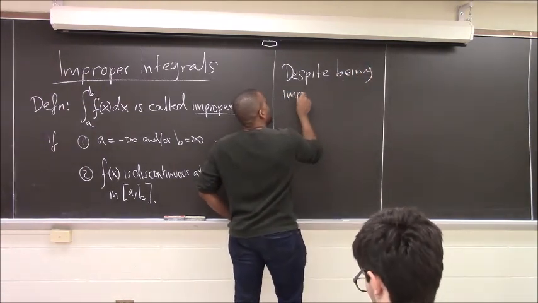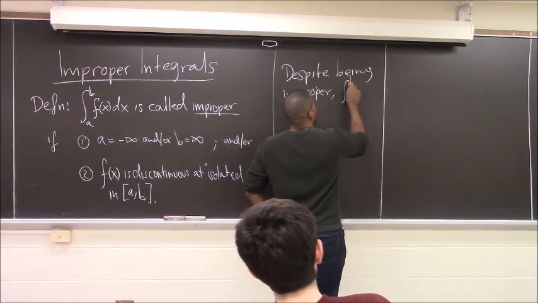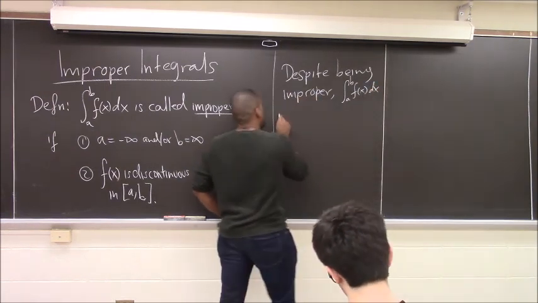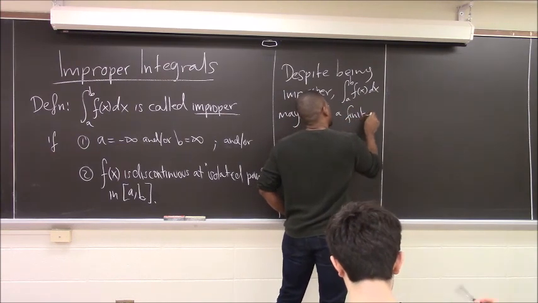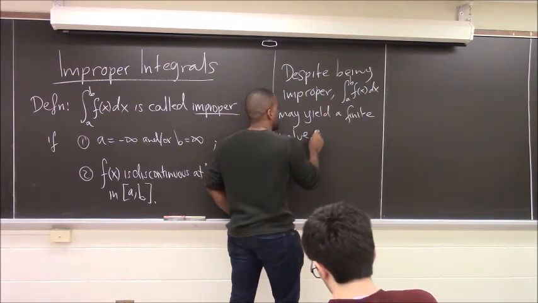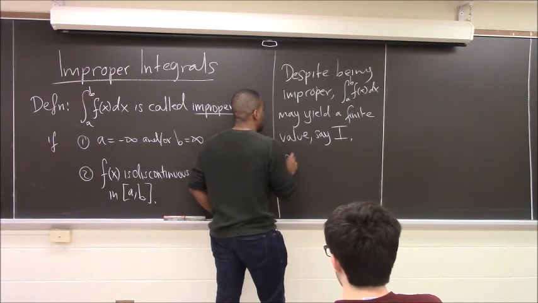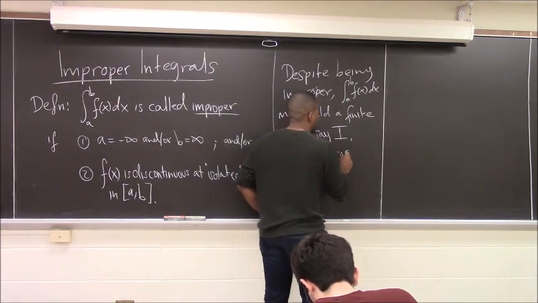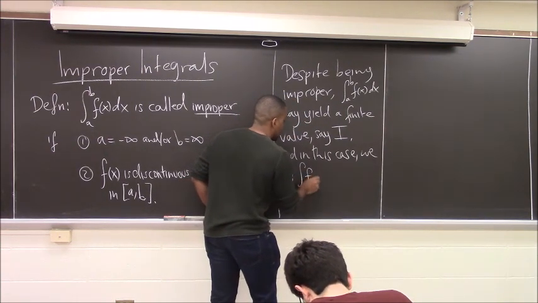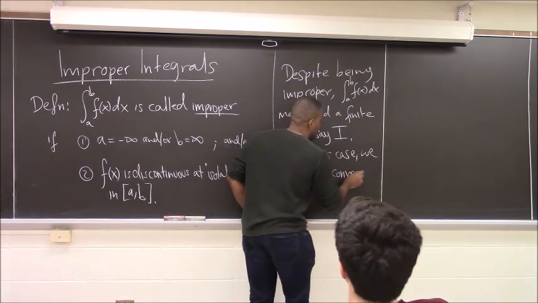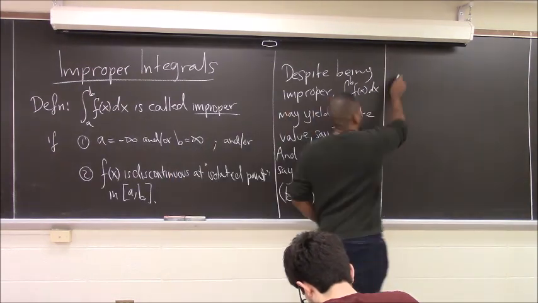Despite being improper, this guy may yield a finite value. Say I. And in this case, we say the integral converges to I. Otherwise, we say it diverges.